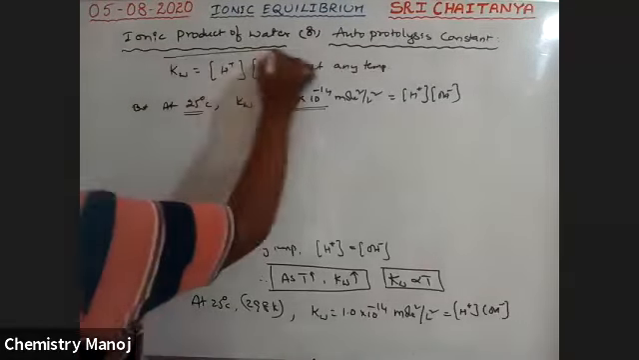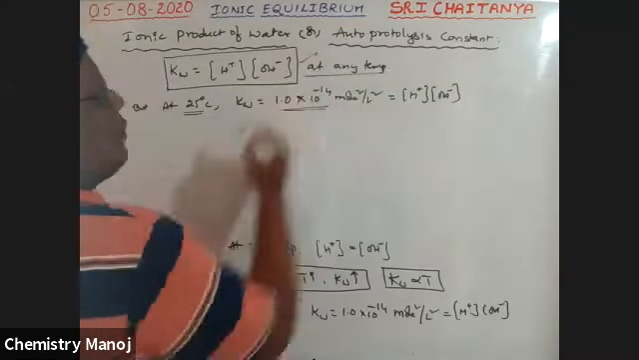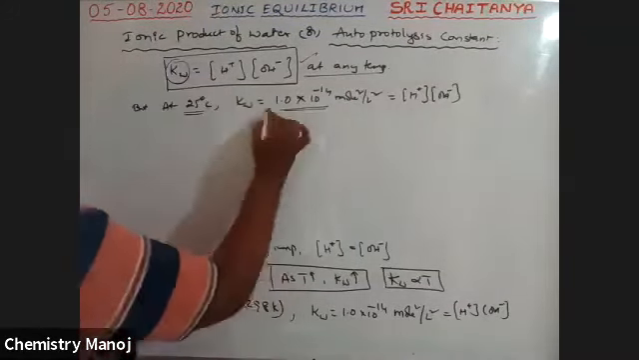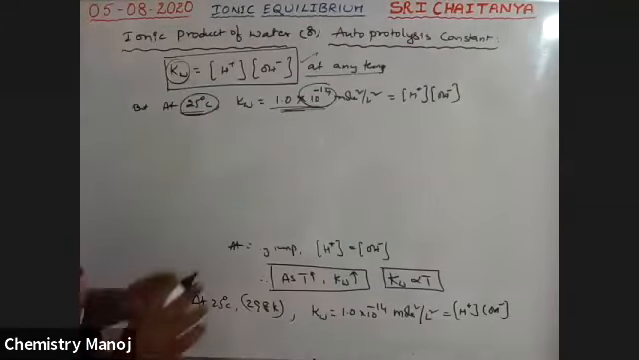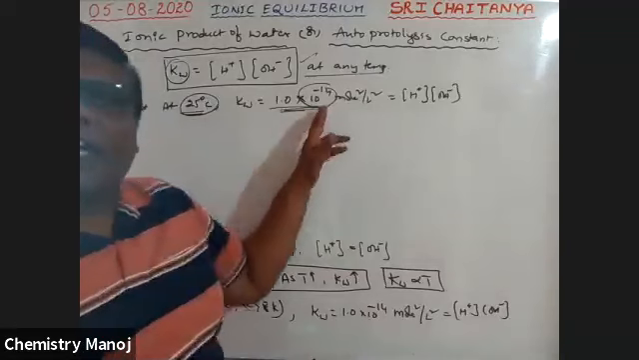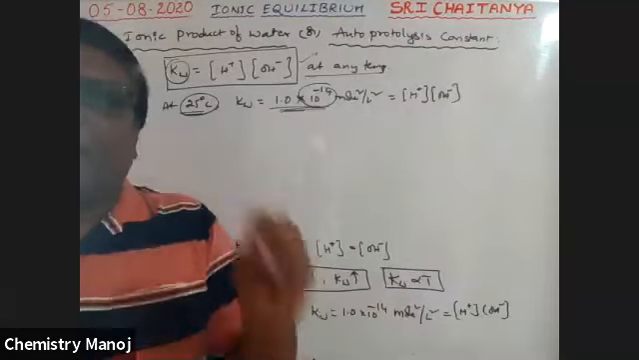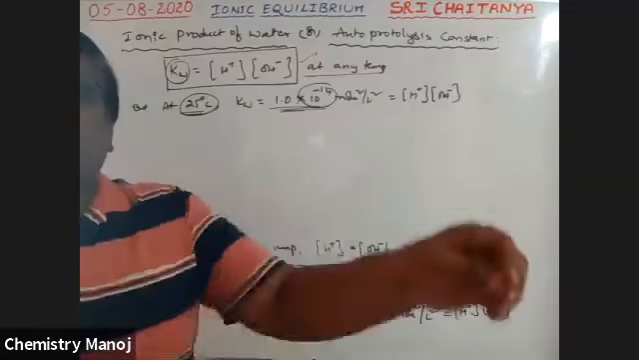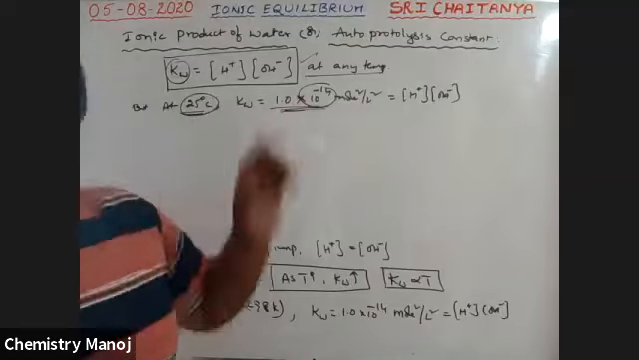This formula is applicable at any condition, at any temperature. But if you use the value instead of Kw, it is applicable only at 25 degrees centigrade. The value 10^-14 corresponds only to 25 degrees centigrade. Please keep this in mind, it is very, very important for the next calculations.